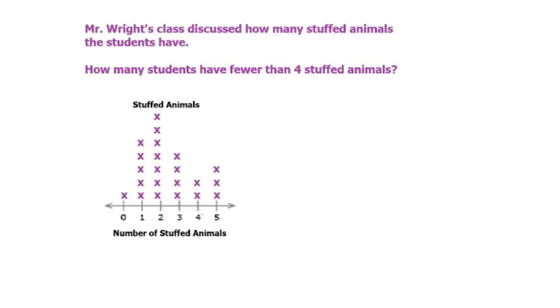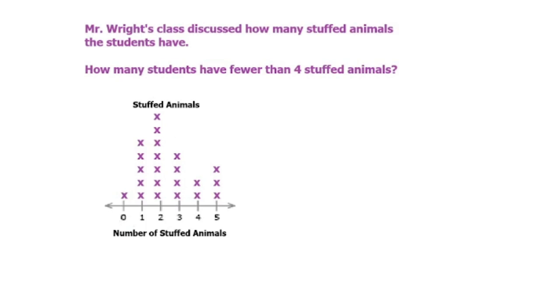So here is the number of students that have 4, and here's the number of students that have 5. So we're not going to include those when we count the x's to figure out how many students have fewer than 4 stuffed animals, right? Because we want to know how many have less than 4. So it's only these ones here that we count.